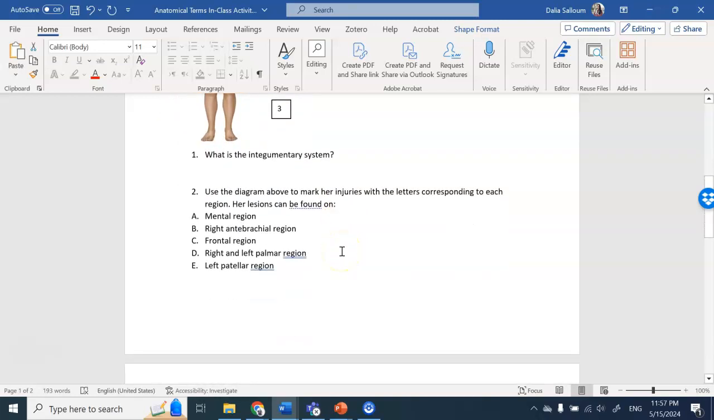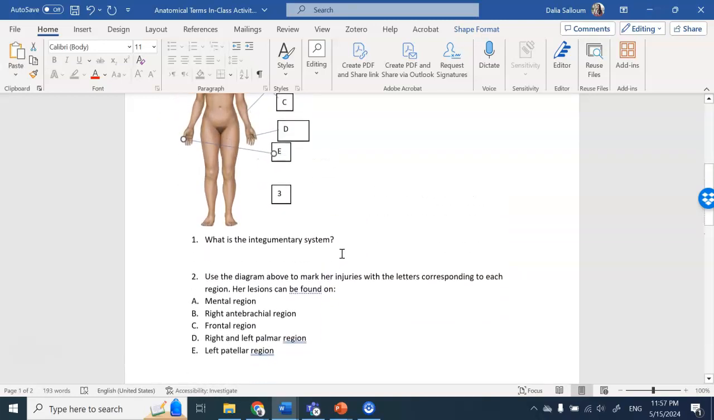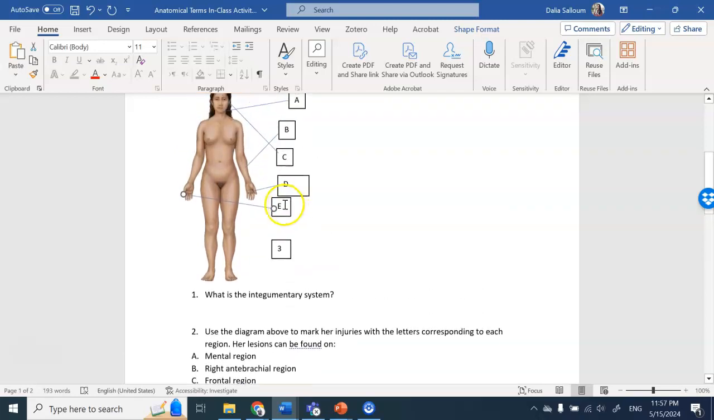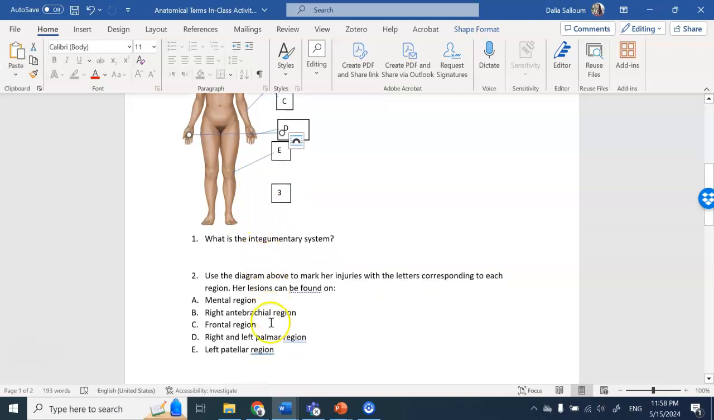So then we have the left patellar region. D is the palmar, and then E is the left patellar. So this would be her left patellar. So that would be D goes to both palms, palmar for palms, right and left. E is the left patellar. The patella is the sesamoid bone in the knee, and we are going for her left side of the body.